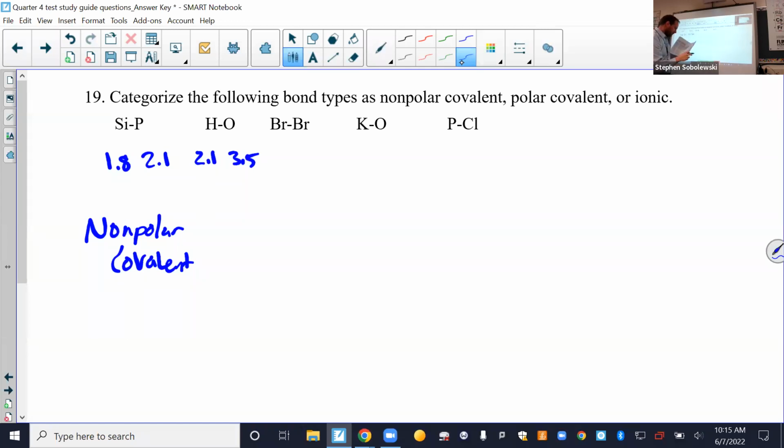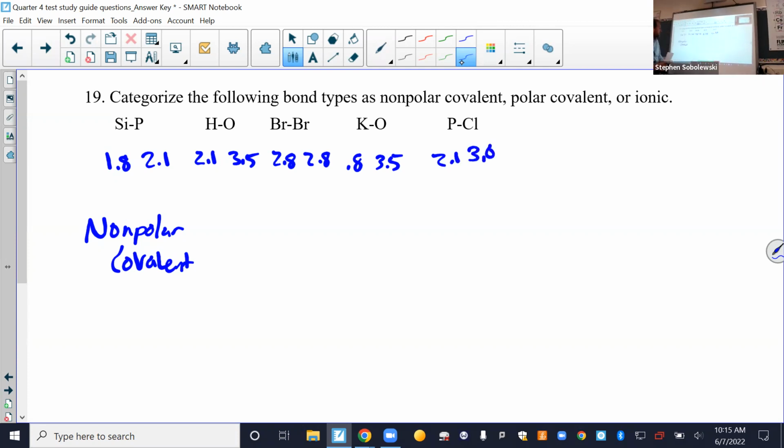You know, for time's sake, let me run down the line and finish these out. Bromine is 2.8 and 2.8. Potassium is 0.8, oxygen's 3.5, phosphorus is 2.1, and chlorine is 3.0. Okay, so this will go faster now.